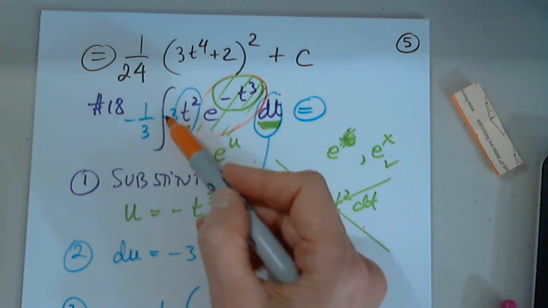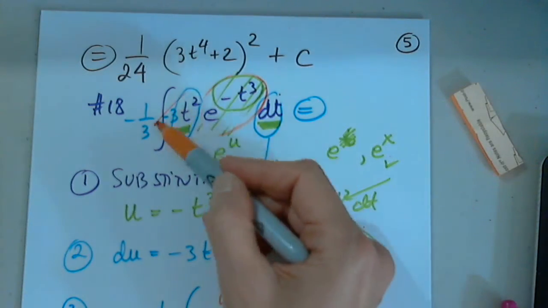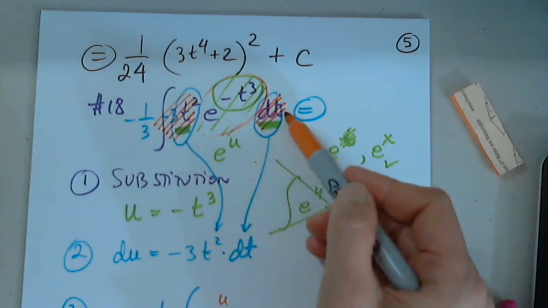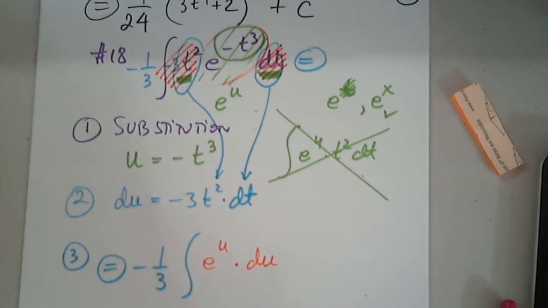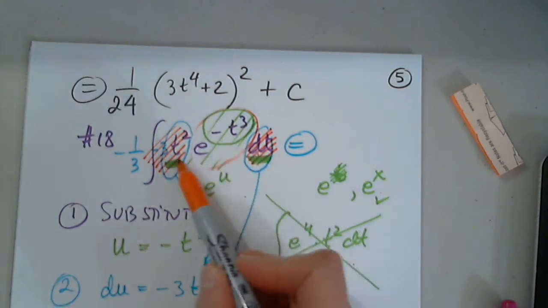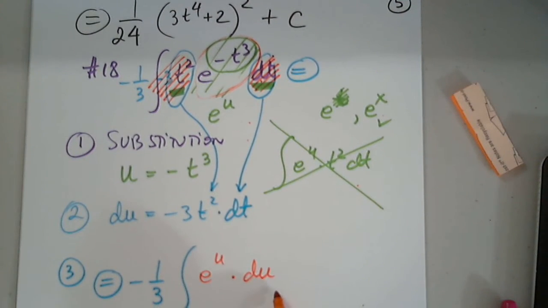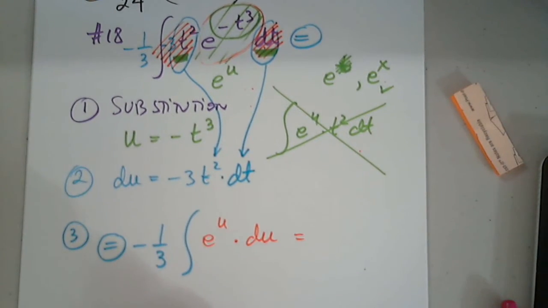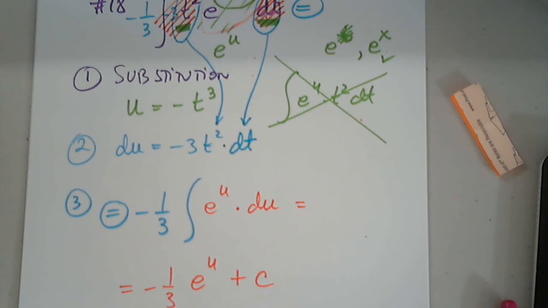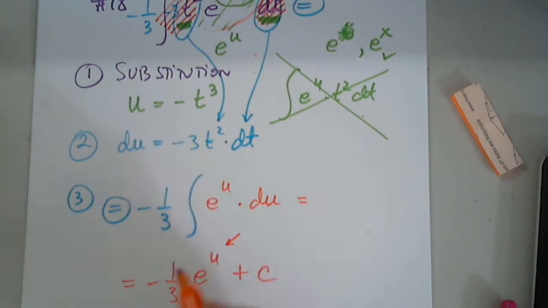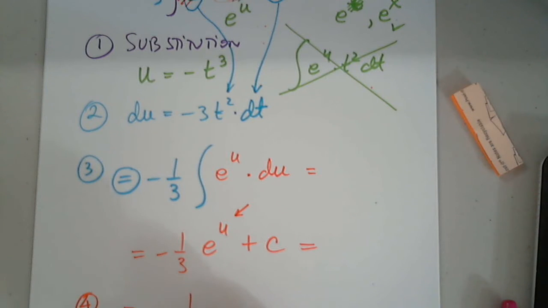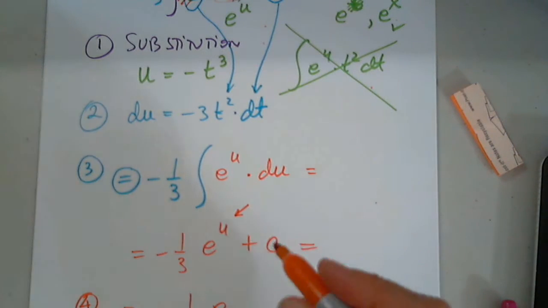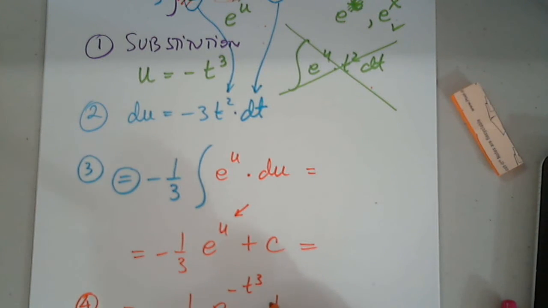is negative 3 t squared dt. What is this equal to? Oh, sorry, du. Excellent. We're done. We accounted for everything. All pieces are already accounted for. And now, again, this is e to u plus a constant c. Done. But I have to now, in step 4, if you'd like, replace u. So negative 1 over 3 e to u, which is negative t to the third plus a constant c.